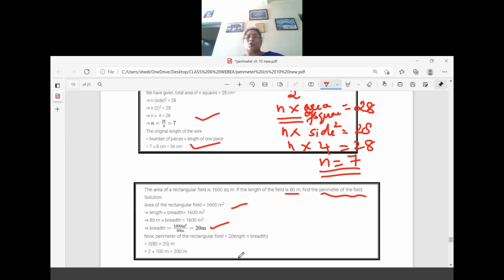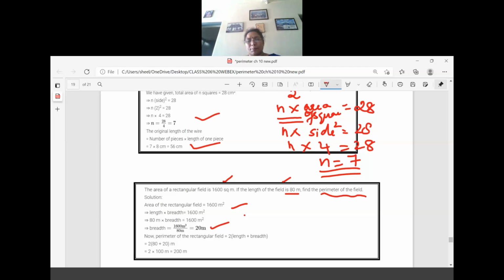So the area of the rectangular field is given, the length of the field is equal to 80 meter, find the perimeter, right? So area equal to 1600, and length into breadth is the area, that is equal to 1600. So from that part we can calculate the breadth. So what is the breadth there? Breadth is equal to 20 meter.